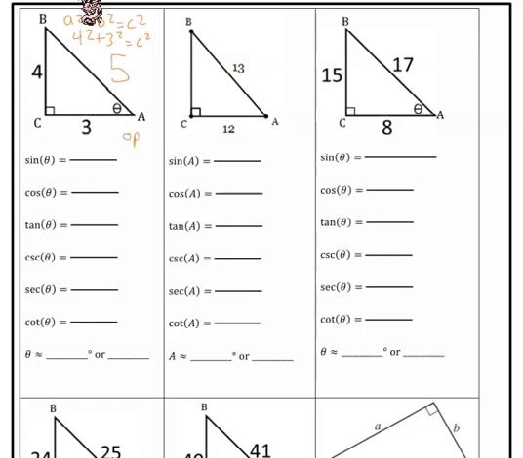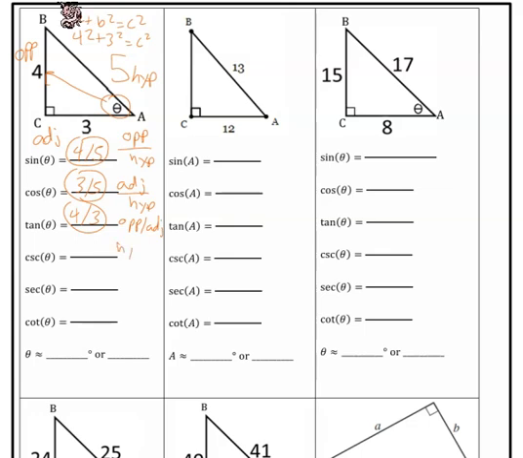Remember, sine is opposite over hypotenuse. The opposite reference angle is this theta. So this is the opposite. Longest side is hypotenuse, and then the other side is the adjacent. So that means that's going to be 4 over 5. Cosine was adjacent over hypotenuse. 3 over 5. Tangent was opposite over adjacent. 4 over 3.